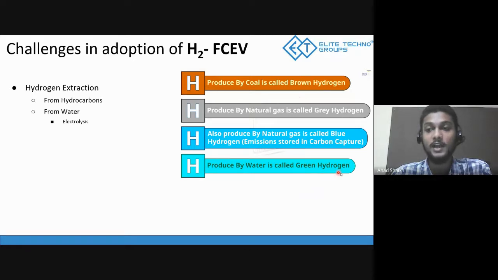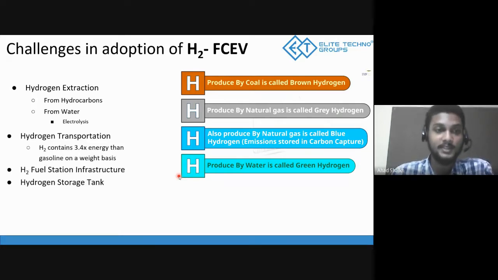And if you are using green hydrogen, only then can we say that using fuel cell electric vehicles makes sense. Otherwise, if we use blue, gray, or brown hydrogen, we are not polluting the environment with our vehicle, but we are polluting it through the source of energy we are producing. That's a completely contradictory situation. That's why green hydrogen should be promoted for use in fuel cell electric vehicles. And there are other challenges as well.